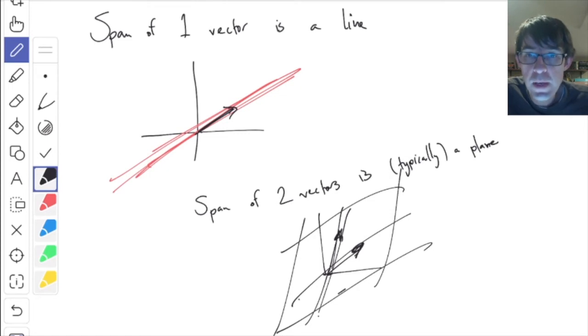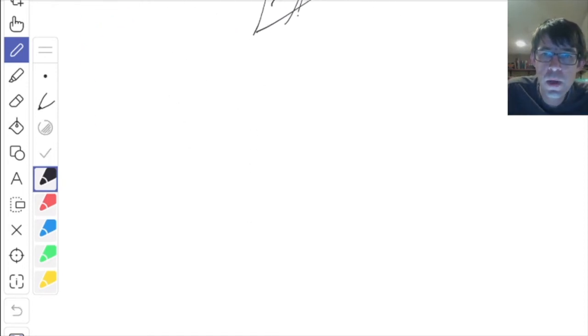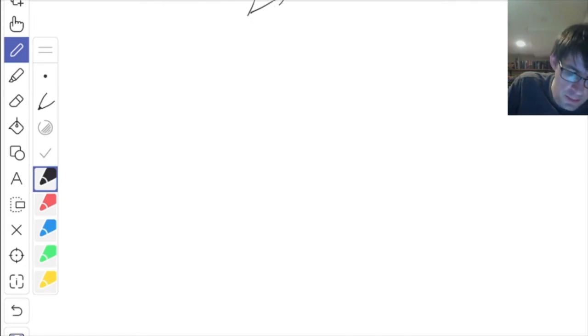The span of three vectors, generally speaking, will be a three-dimensional space. Again, unless those vectors already happen to be all in the same line or all in the same plane, in which case you just get the same line or the same plane. All of this thinking is what led to the concept of linear independence.